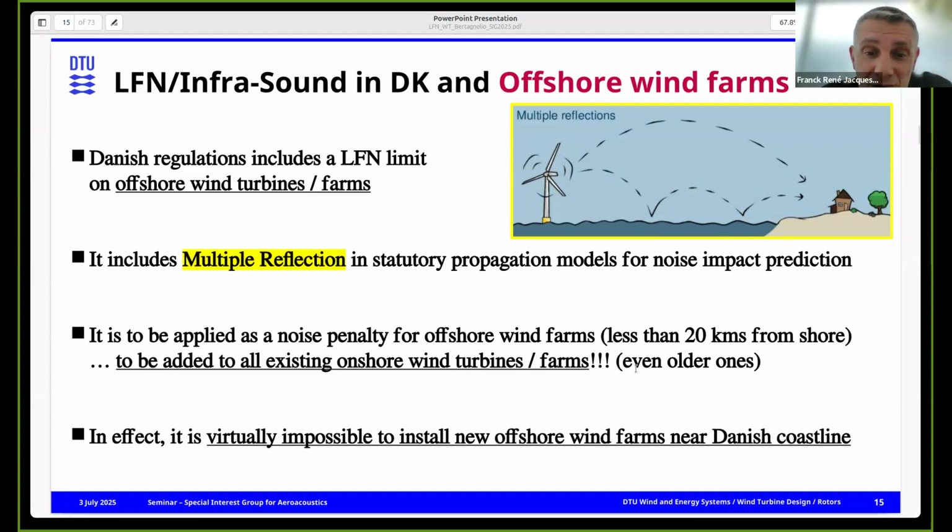The trick here is that you have to add this to the existing wind turbines already onshore. And if you take this regulation to the letter, it proves you actually cannot install any more offshore wind farms in Denmark. So now there are some studies on how we can change that, and that's the plan at least. But still, offshore wind farms are subjected to noise issues.